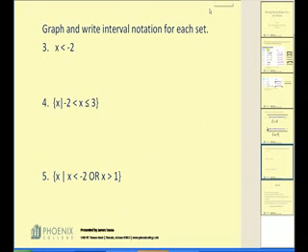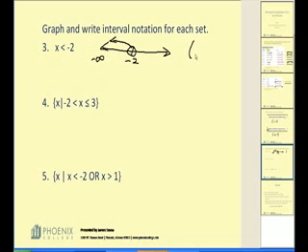A couple more. Now we want to graph and write interval notation for each set. So let's graph. X is less than negative 2. It'd be an open circle and arrow to the left. That's really all that I need, but I do like to include, again, the negative infinity going to the left. So my interval notation would be from negative infinity to negative 2, and it would be open on both. Two more here and we'll be done.